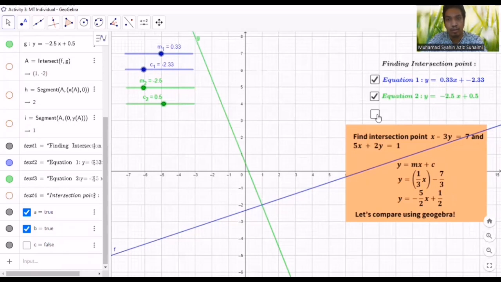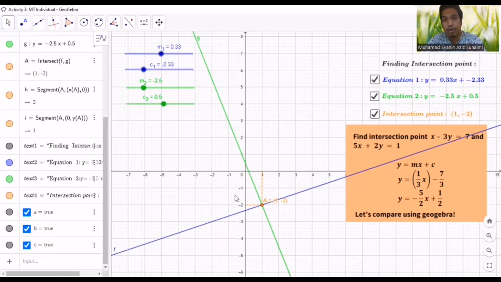So we show to you that the intersection point is 1 and -2. So the x value is 1 and the y value is -2. And hence, using GeoGebra, we can prove to you that the intersection point is the same as what we calculated using the elimination and substitution method.